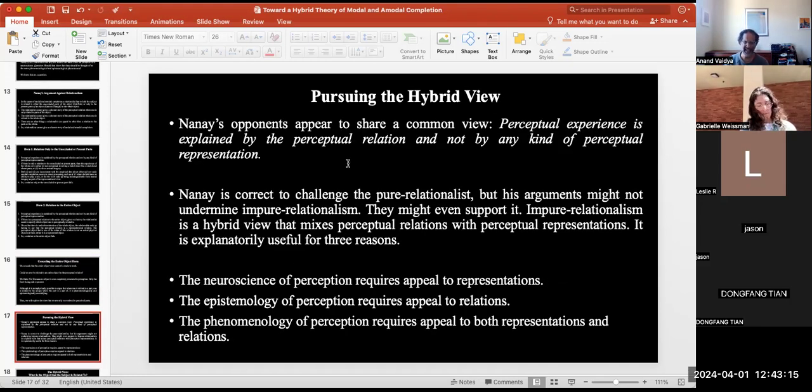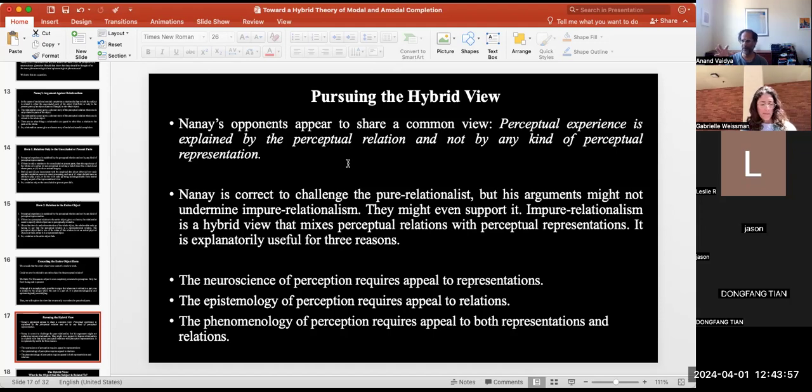Okay. Second, I think it's correct that Bensay wants to put pressure on these pure relationalists and advance pure representationalism in a way, but it's actually not true that one has to accept these views. The opponents that Bensay is arguing against seem to accept the idea that perceptual experience is explained by the perceptual relation and not any kind of perceptual representation. That's explicitly part of the argument. He keeps pointing to the fact that if they involved mental imagery, they would be a representationalist. But that sort of makes it clear that it's a dichotomy and not a trichotomy.